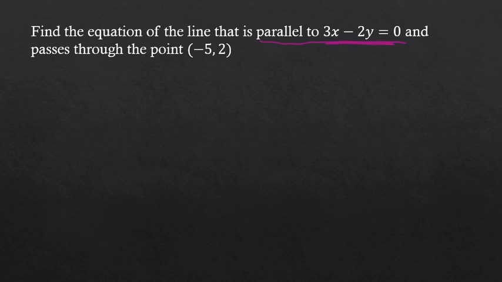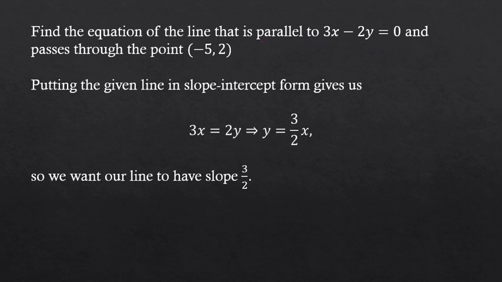Well, if I take this and write it in slope-intercept form, y equals mx plus b form, that gives me y equals 3/2 x. I added 2y to both sides, and then I divided both sides by 2. So the number in front of my variable x, that's my slope. So I know that I want a line that has slope 3/2.